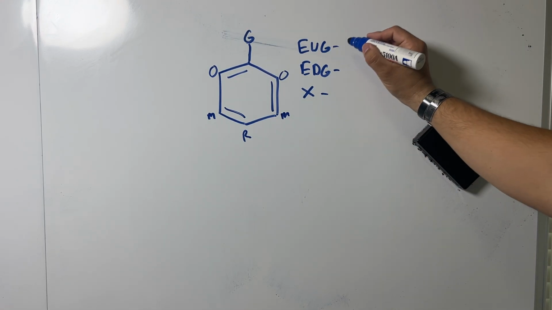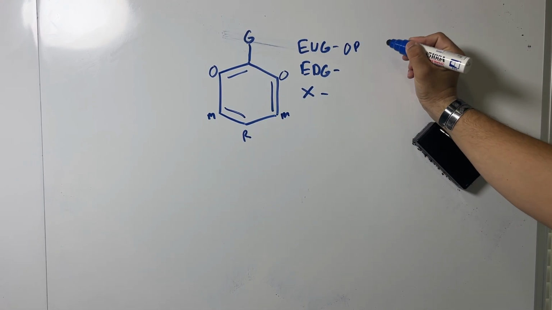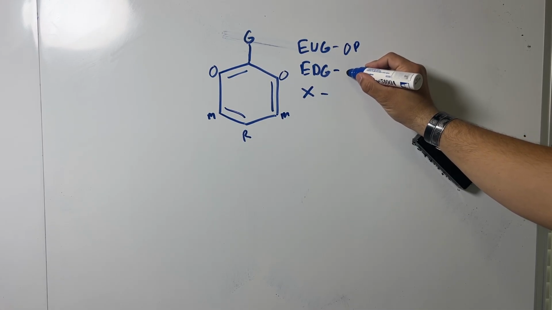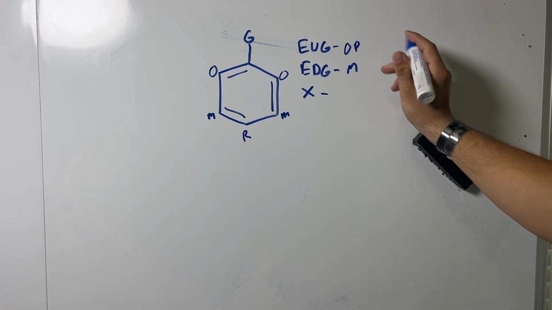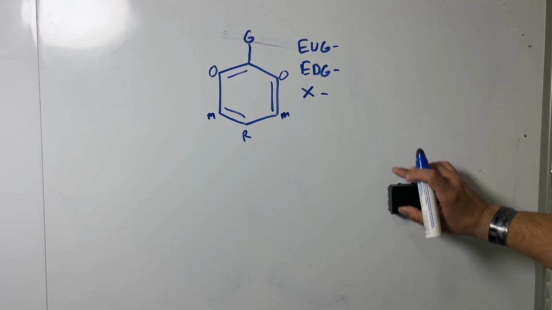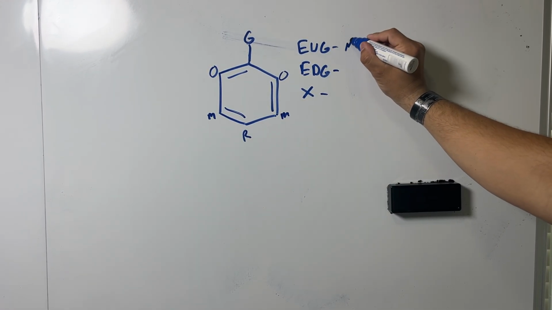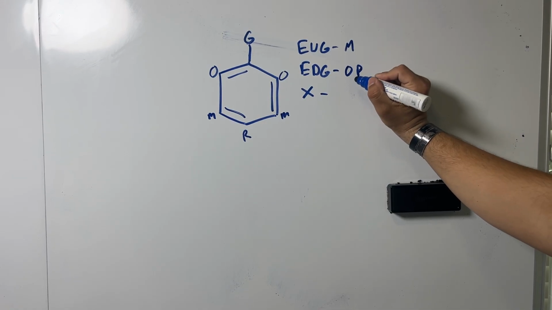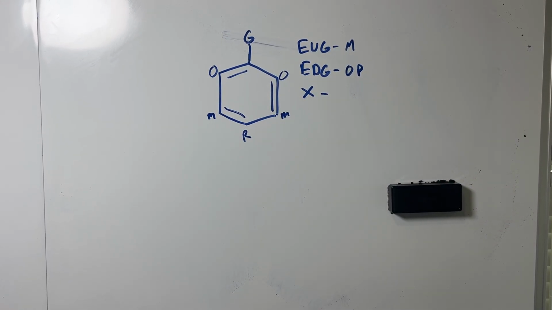Electron withdrawing groups are what's known as ortho para directors, and conversely, electron donating groups are what's known as meta directors. Actually, I just realized I messed that up. Never mind. Those are backwards. Electron withdrawing groups are meta. Electron donating are ortho para. And we'll go over that in a second.